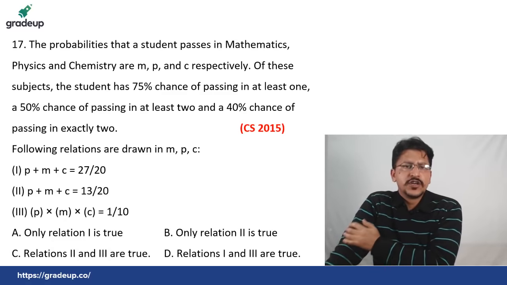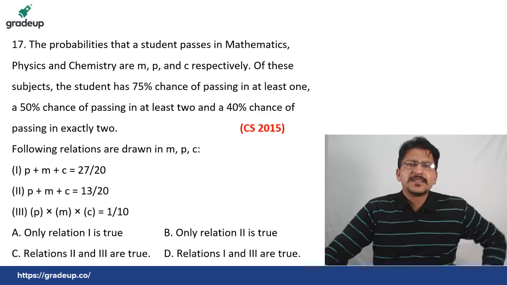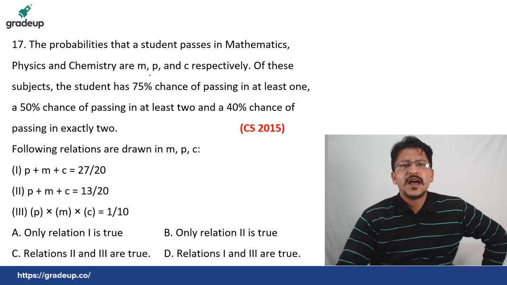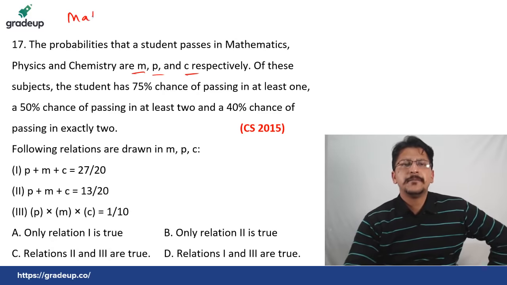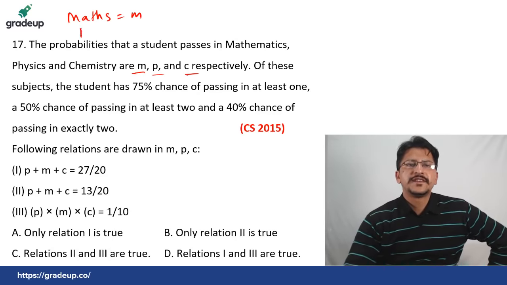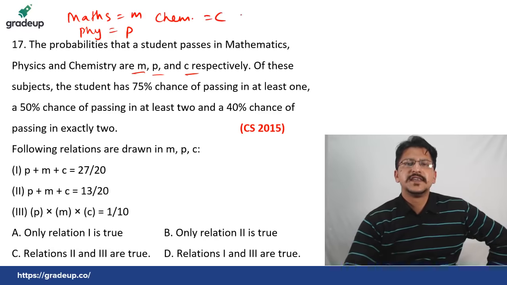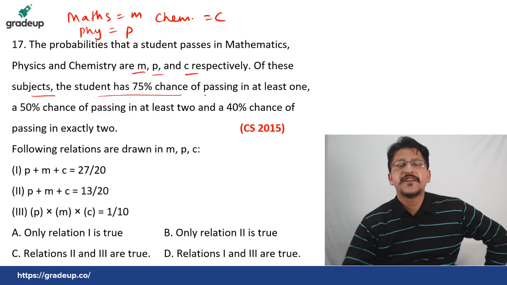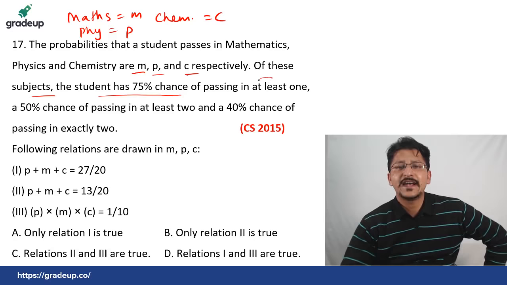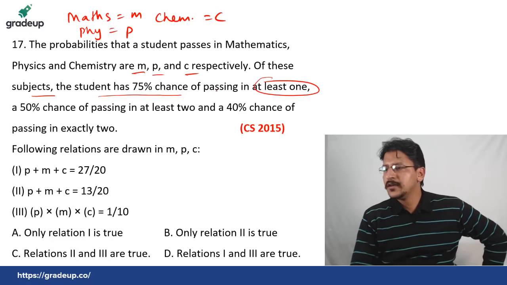Okay, read this question now. The probabilities that a student passes in mathematics, physics and chemistry are M, P and C respectively. For maths it is M, for physics it is P, and for chemistry it is C. Of these subjects, the student has a 75% chance of passing in at least one.